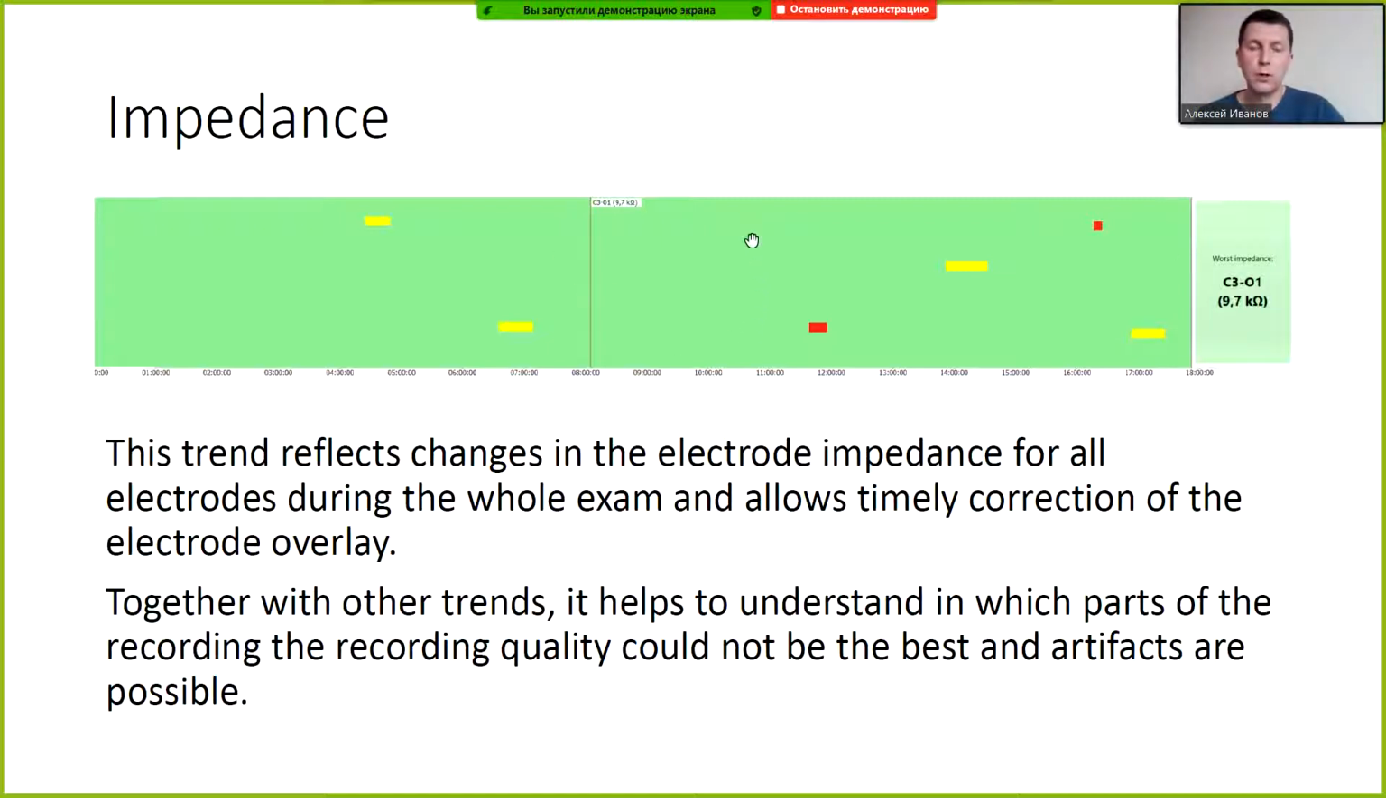With green color, we can see good impedance under 25 kilo-ohm. With blue color, we can see not very good impedance between 25 and 40 kilo-ohm. And with red color, we can see areas where the impedance of this electrode was not good, above 40 kilo-ohm.